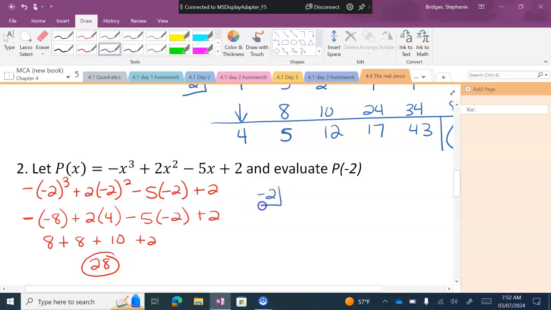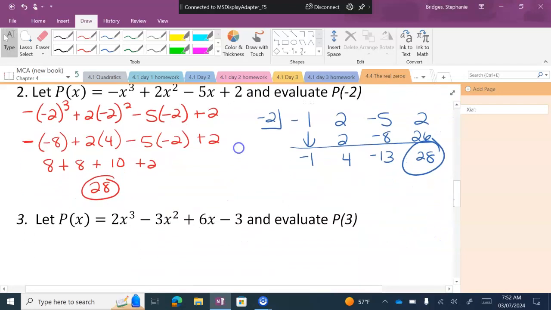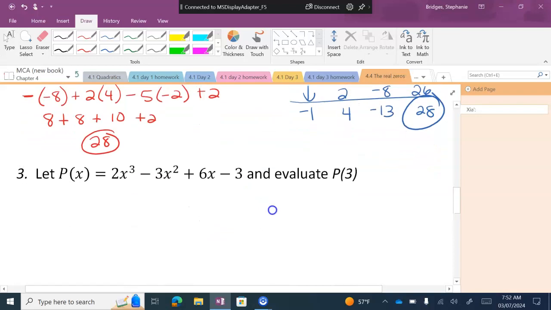However, if I do my synthetic, my -2 goes in the box. The coefficient of my x to the third is -1. The coefficient of my x squared is 2. X is -5. Constant is 2. Bring down that first term. We multiply, we add, we multiply, we add, we multiply, we add, and that remainder is the same. So again, it doesn't matter which way you do it. Is everybody good? Okay. Let's do one more of those before we move on to the factor theorem.